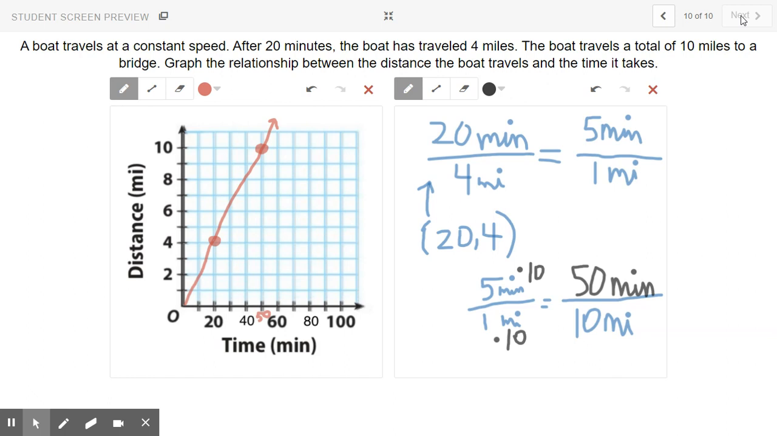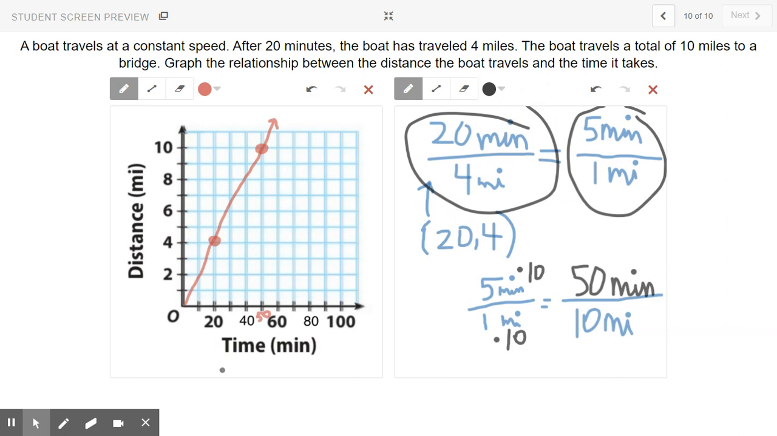So after 20 minutes, it travels 4 miles. I found the unit rate. How many minutes per mile? And I found that the boat travels 5 minutes each mile. Now, I did have to graph this information, and I noticed that time, minutes, is the x value, and distance, miles, is the y value. So I wrote the ordered pair here, 20, 4.